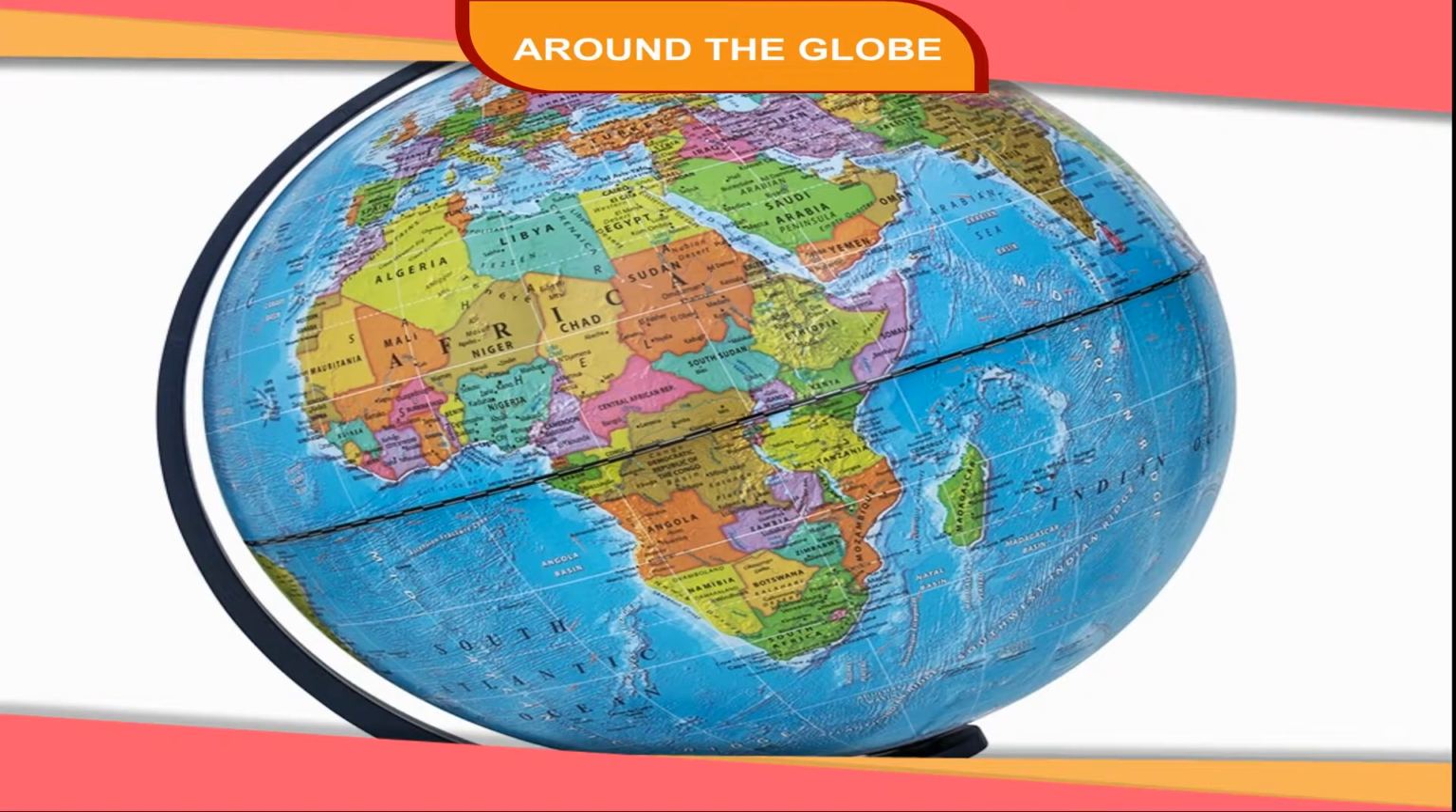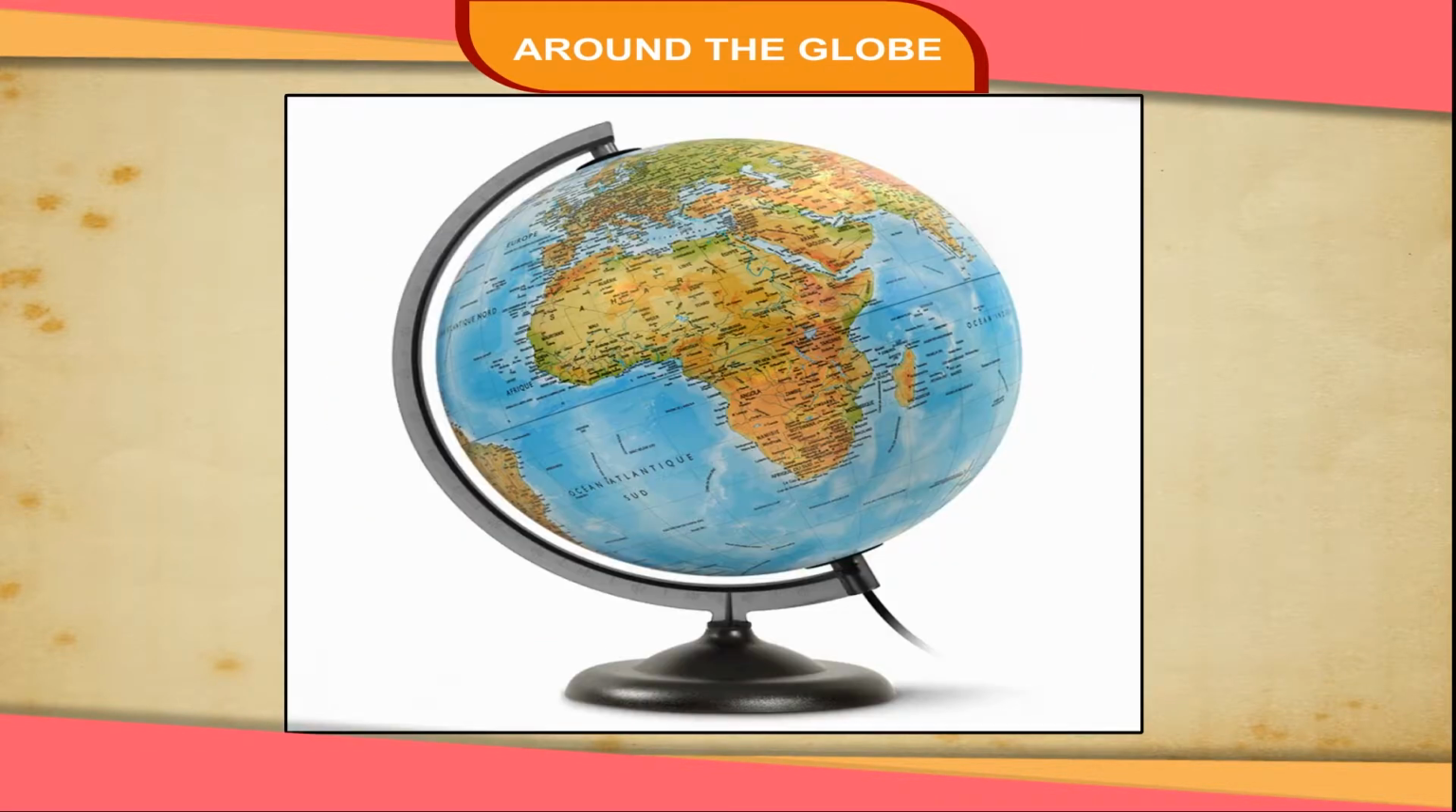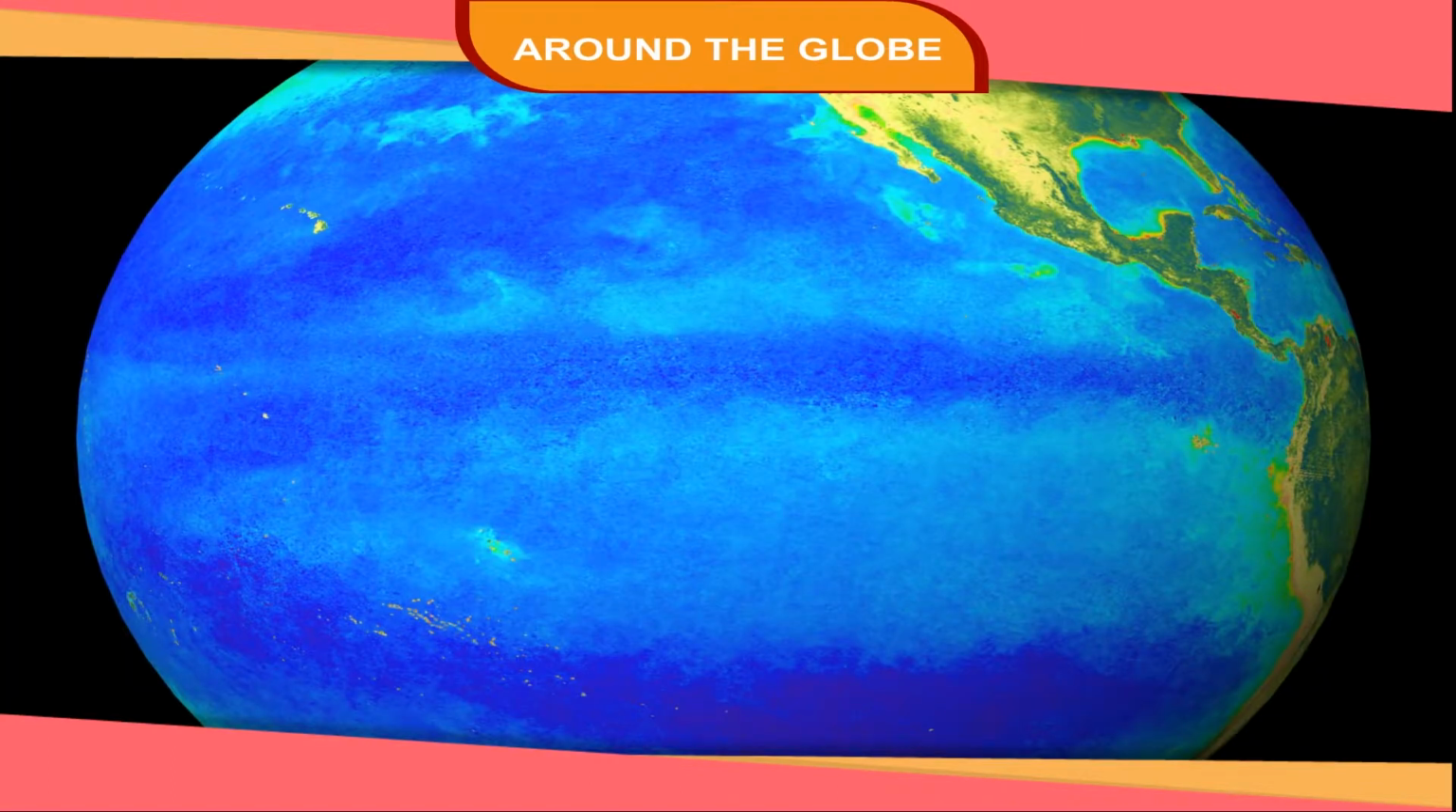Globe. The Earth is a vast planet. How can one study all the places on it? So, a model of the Earth was made. This model was called a globe. A globe accurately represents the Earth's surface. It helps us to study the Earth. We can easily locate the oceans and continents on it.